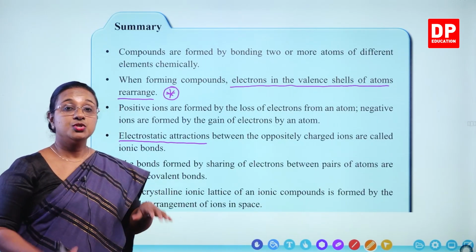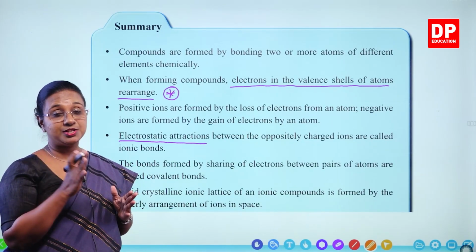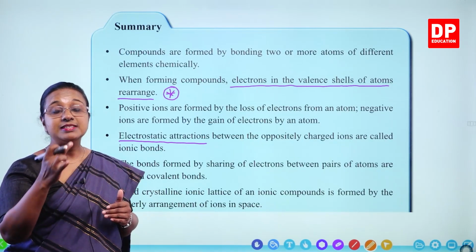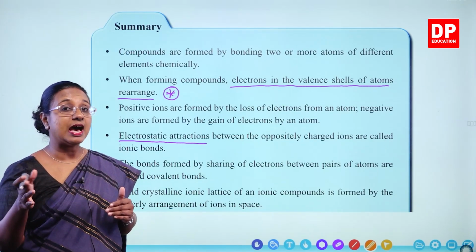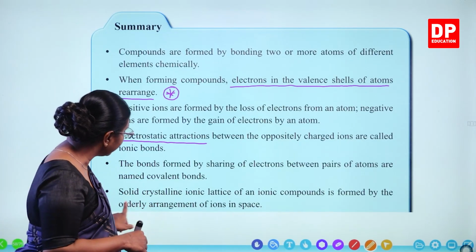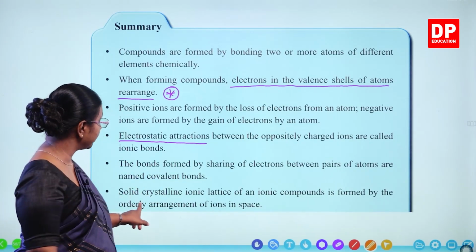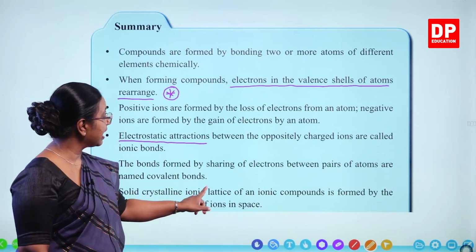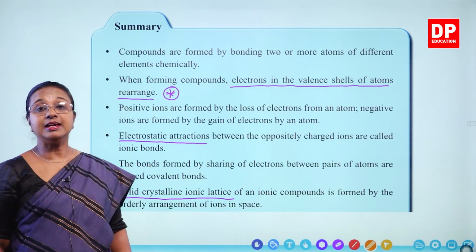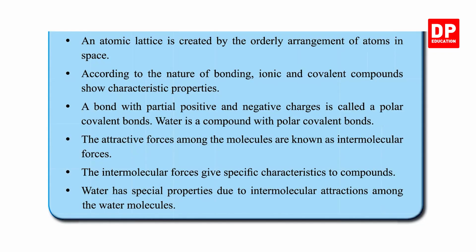in space. So when ions are arranged in an orderly manner, you can remember in sodium chloride, one sodium ion is surrounded by 6 chloride ions. One chloride ion is surrounded by 6 sodium ions. That is what they mean by orderly arrangement of ions in space. That gives rise to the solid crystalline ionic lattice that you are familiar with. Then we move on to the next slide.